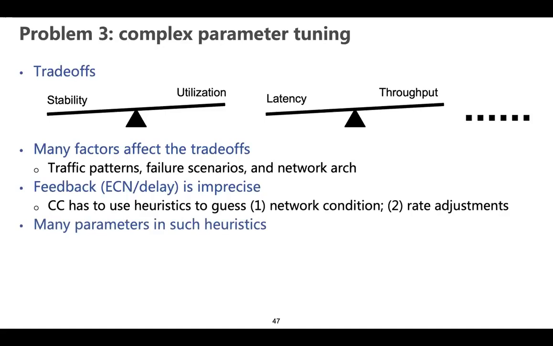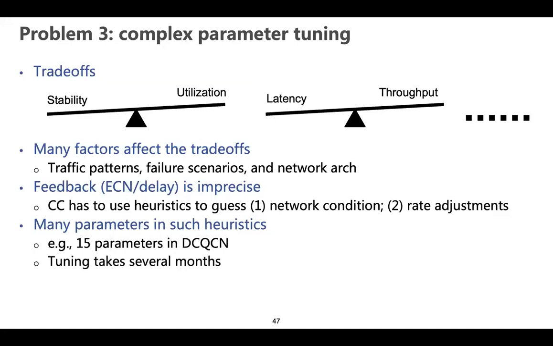And these heuristics come with many parameters. For example, DC-QCN has 15 parameters that interact with each other a lot. And it often takes several months for the operator to tune the parameters for each application, because each application has different traffic patterns and different requirements.